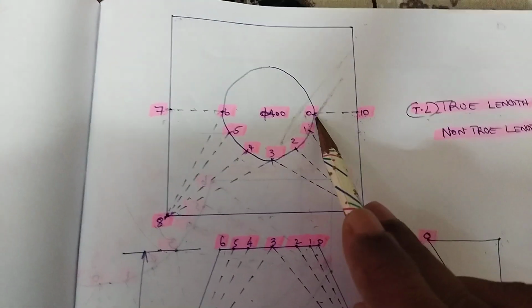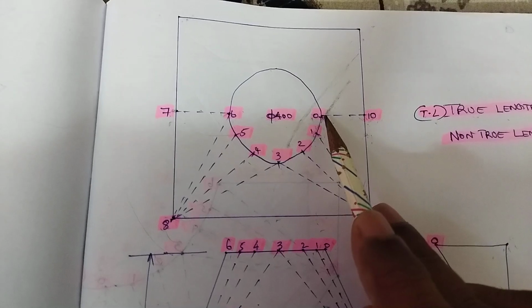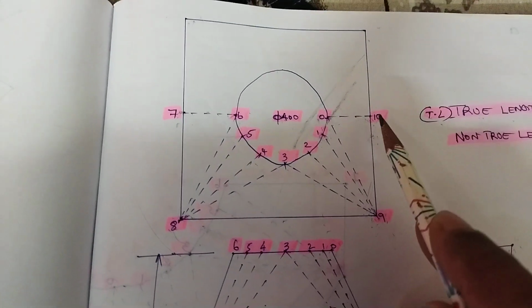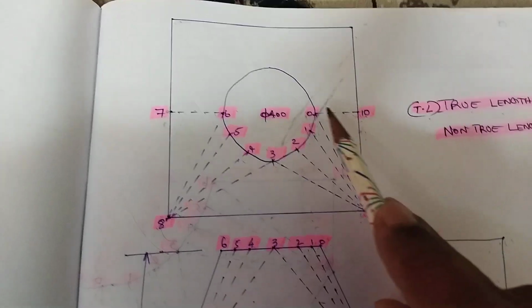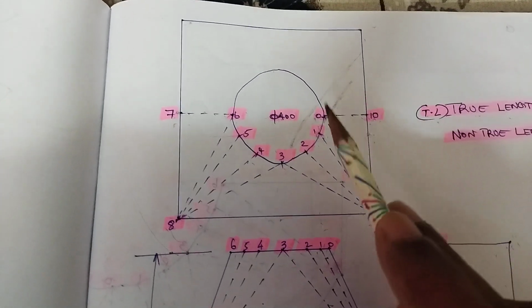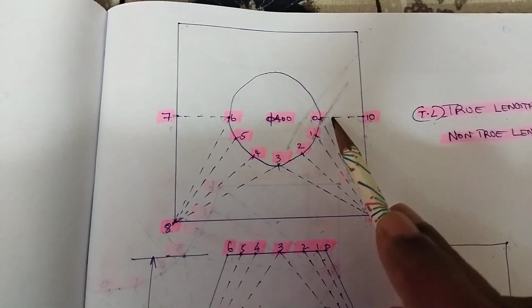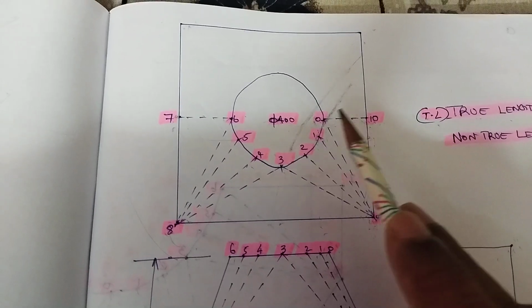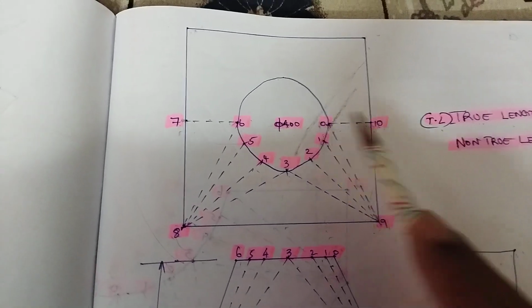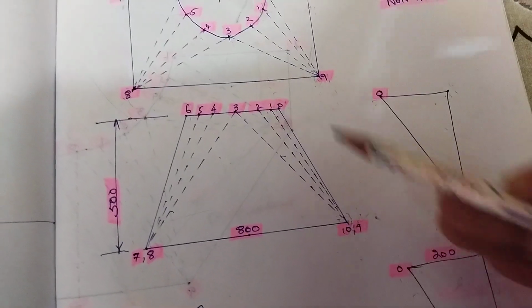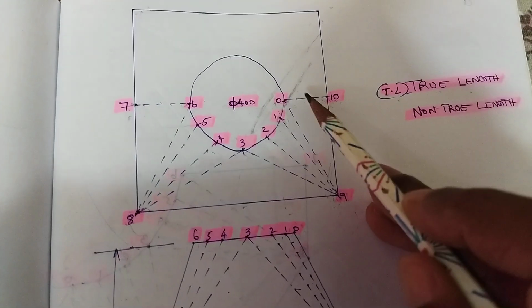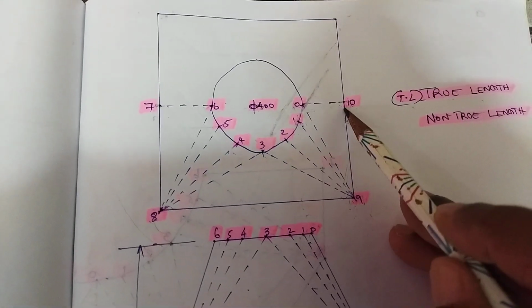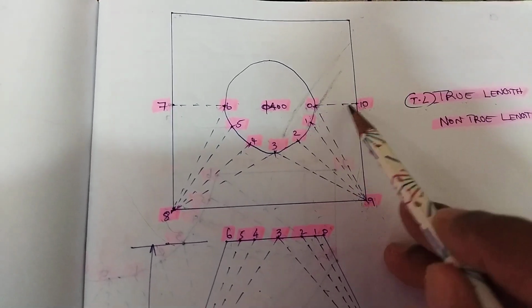Why? This 0 is on the top side and 10 is not on the top side, that is on the bottom side. So this 0 to 10 visible from the top side, the plan, is not a true length. Listen, 0 to 10 has more length. But when we look from the top side, the plan, we will see it as a small area.